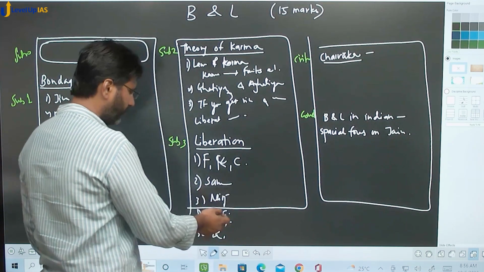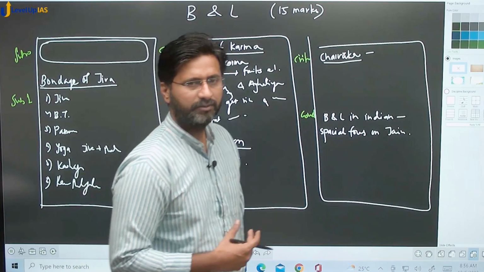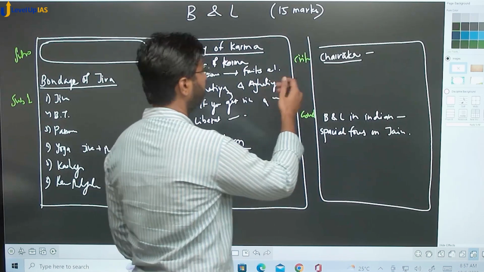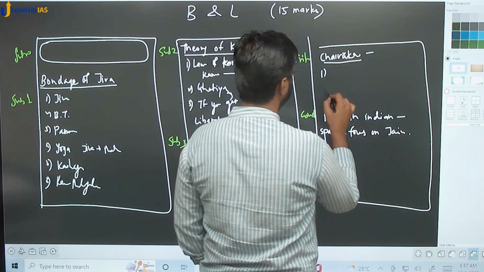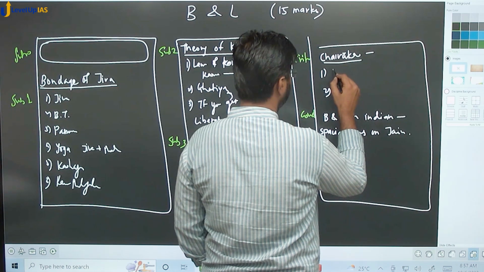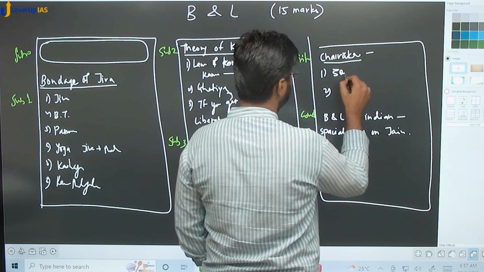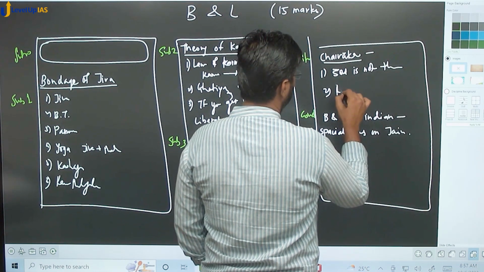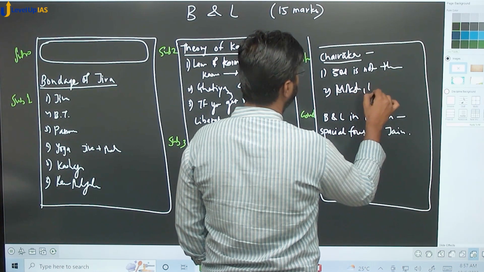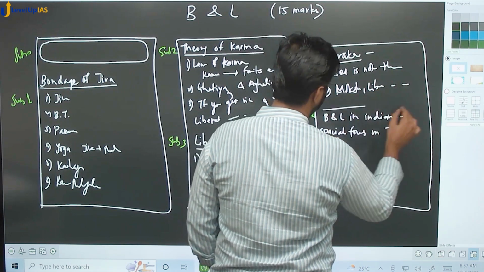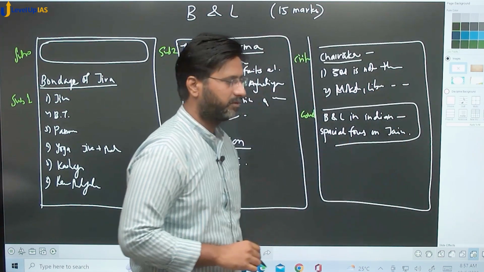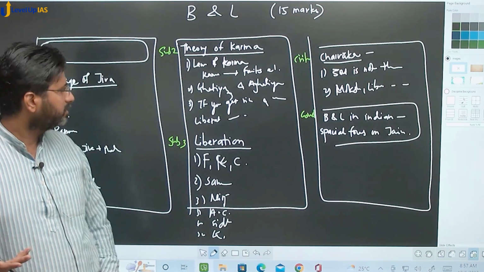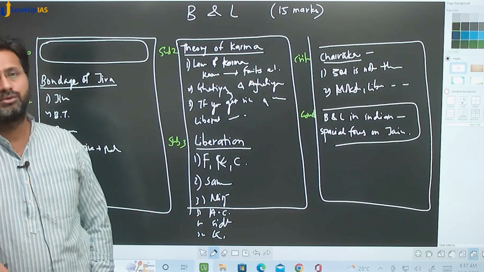So, see, if you write point-wise, what happens for the evaluator? It seems like you have written many points. Okay, and then comes Charvak. Now there won't be many points, maybe 1 or 2. For Charvak, soul is not there. So moksha, liberation, nothing is there. And bondage and liberation, the cardinal feature of Indian philosophy and things like that, you talk about in the conclusion. So that's how you should be writing.